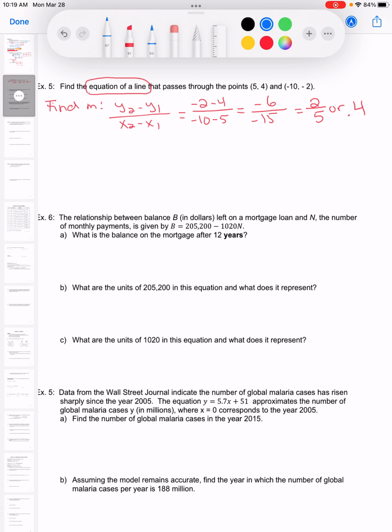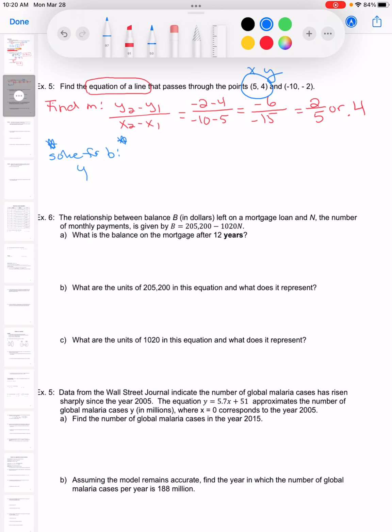Now I'm going to solve for b. This is the part that gets people. After they get the slope, they get kind of confused, and they're not sure what the next step is. The next step is to solve for b. We know m, and you're going to pick either point. I'm just going to pick the one that doesn't have the negatives. You really could choose either one though.